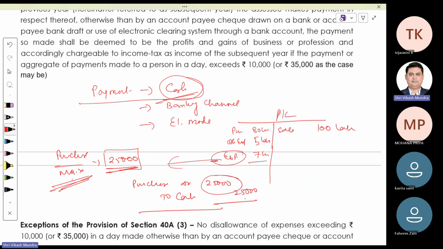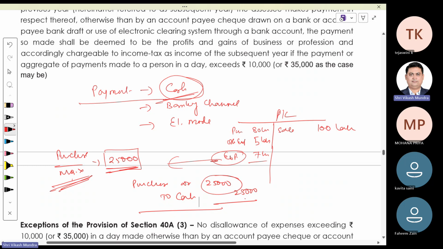Hence the rule is that if you are making payment for any allowable expenditure, don't pay more than 10,000 in cash or bearer cheque in a single day. However, you can make payments through banking channel, through account payee cheque, for any amount. But if you are making payment through cash, then restrict that payment within 10,000 in a day to a particular person for a particular expenditure. Is it clear to you?